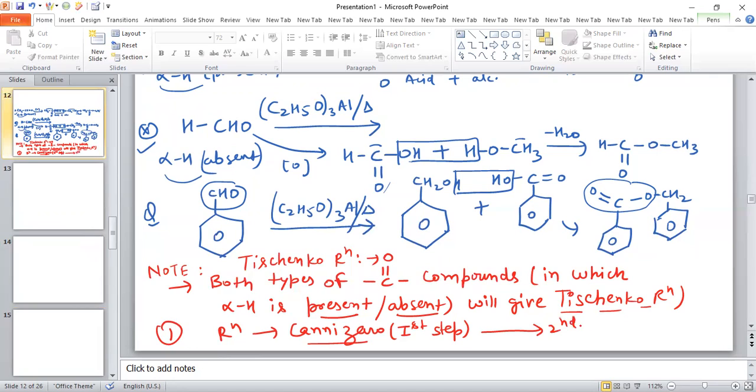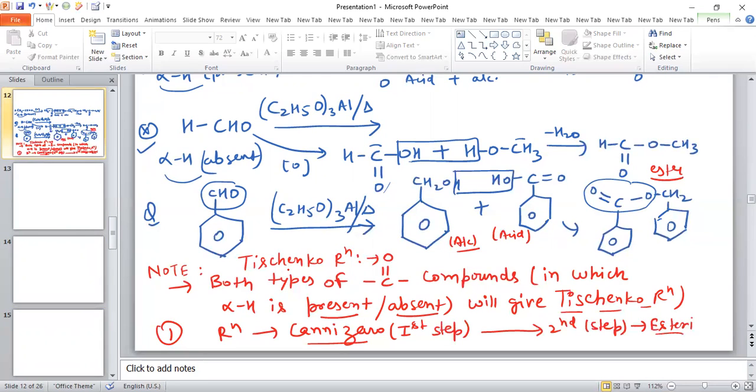The second step is esterification. What is esterification? Esterification means when acid and alcohol react. This is acid and this is alcohol. So when acid and alcohol react, there is removal of water and an ester is formed. So this is basically the feature of the Tischenko reaction. So we have discussed the Cannizzaro reaction and the Tischenko reaction.